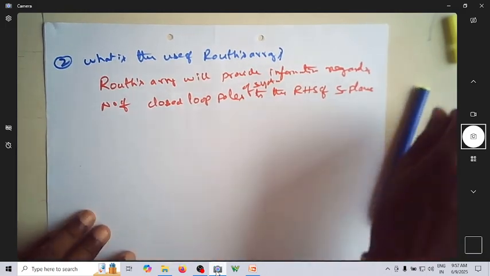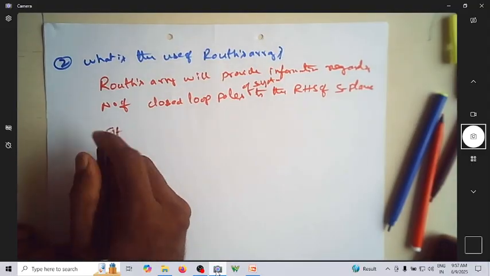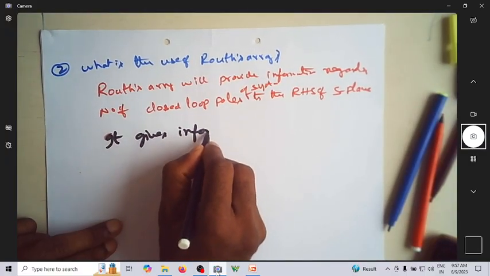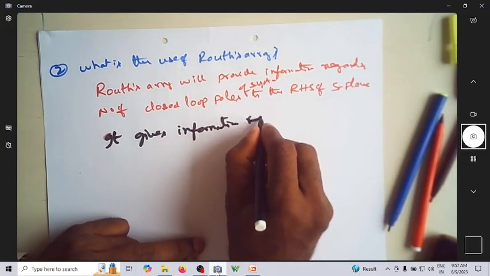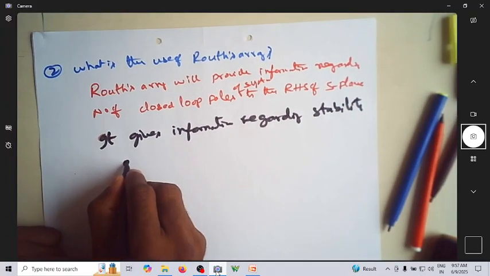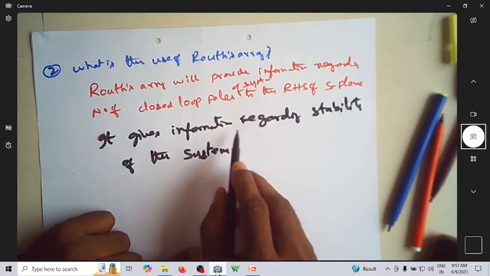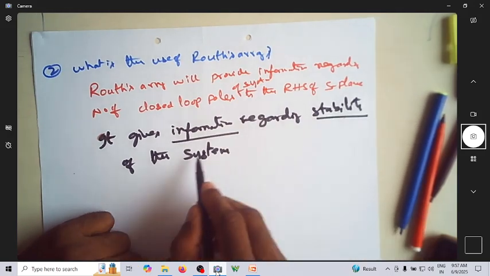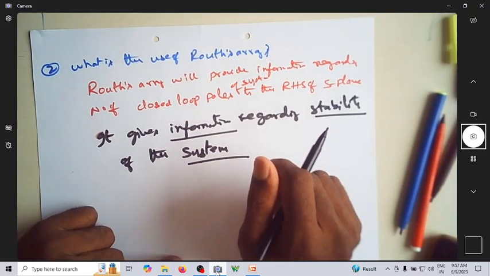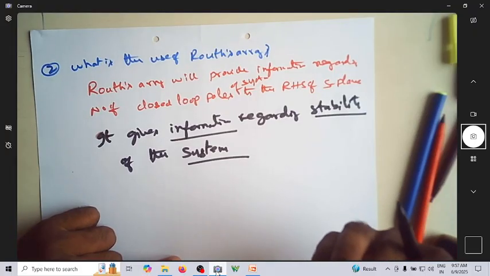So indirectly, it gives information regarding the stability of the system. So how do you get to know the stability of the system? If one pole lies to the right hand side, the system is unstable. If two lie onto the right hand side of the plane, it is unstable.